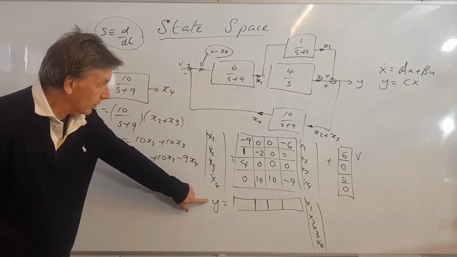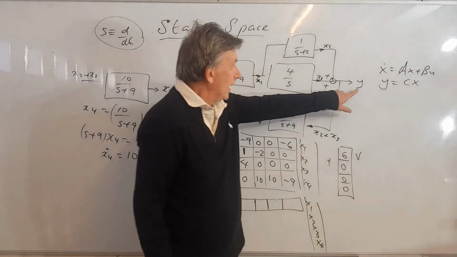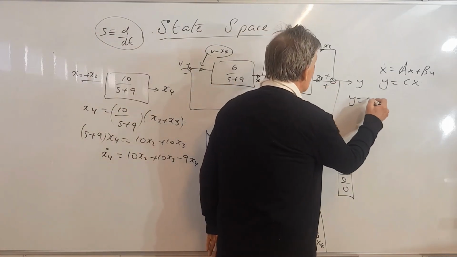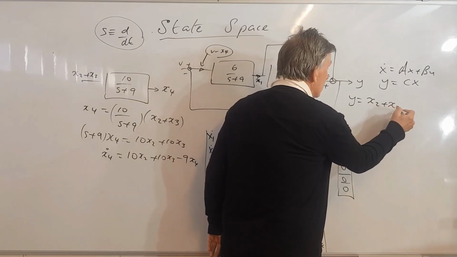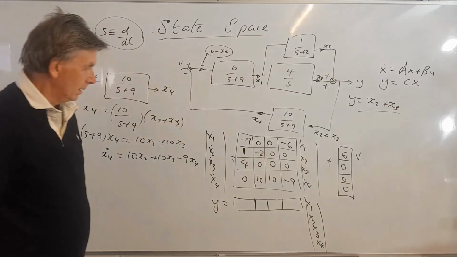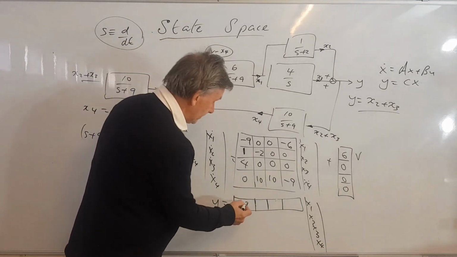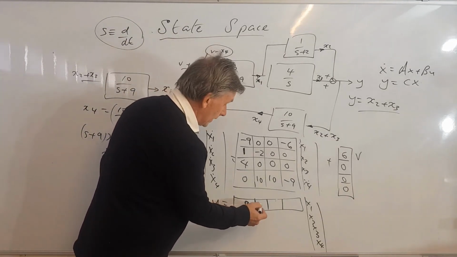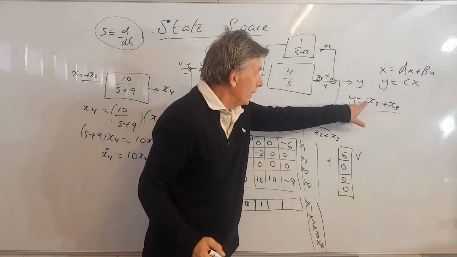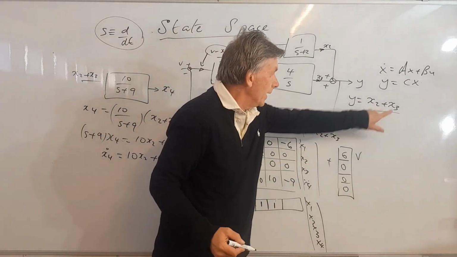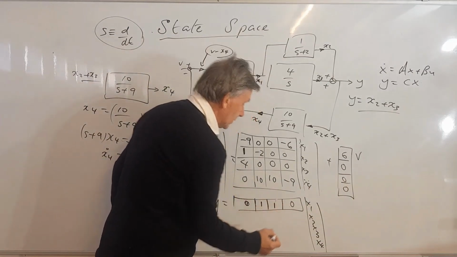The last thing to do is get an equation for y, but clearly y is the same as the output here. So y is equal to x2 plus x3. So we can get this from this equation. So y is no x1s, there's no x1s. There's 1x2. That's coming from the 1 there. There's 1x3 coming from the 1 there, and there's no x4s.